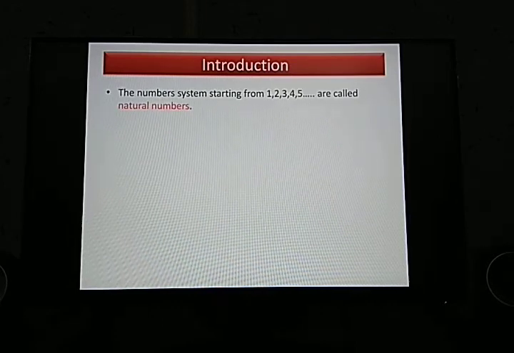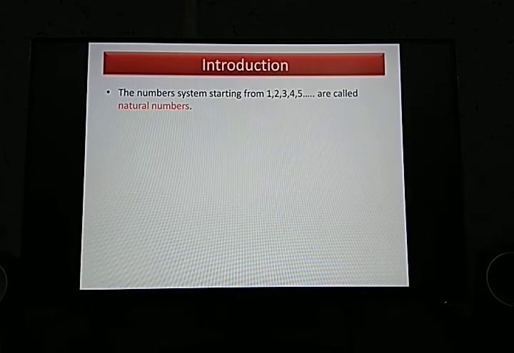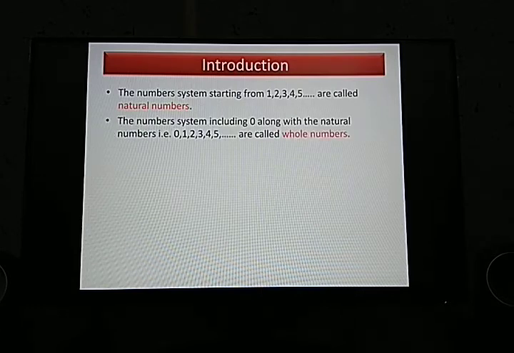So first of all comes the natural numbers. We all know the counting numbers. That is 1, 2, 3, 4, 5, 6. All these are called natural numbers. Then when we add the number or the digit 0 to these natural numbers, the number system changes to whole numbers. So whole numbers is nothing but natural numbers along with 0 added to it.